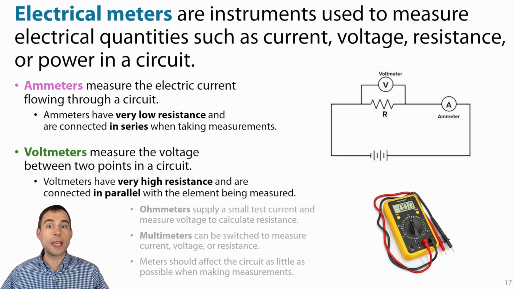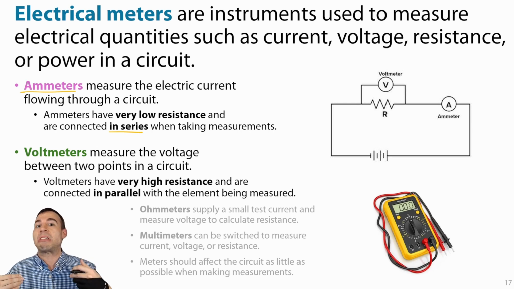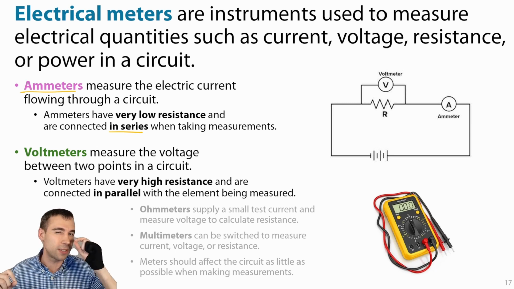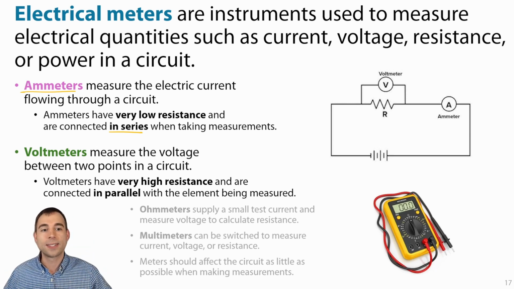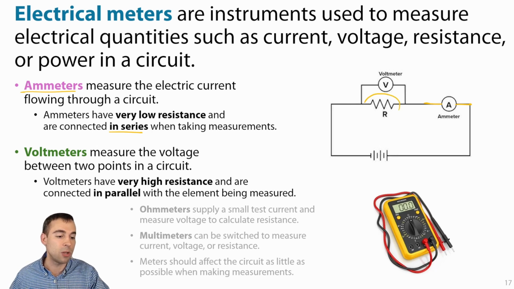Electrical meters are used to make measurements of electrical systems, and there are two common types of meters that we'll learn about. The first is called an ammeter, which measures the current flowing through an electrical system. And the way that an ammeter works is it has to be placed in series with whatever you are measuring. Basically, an ammeter is like a circuit element with an extremely low resistance, such that it lets as much current go through as it possibly can for a given small voltage applied.